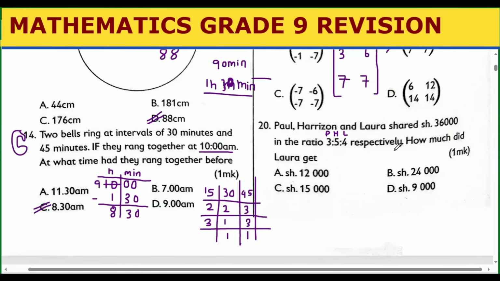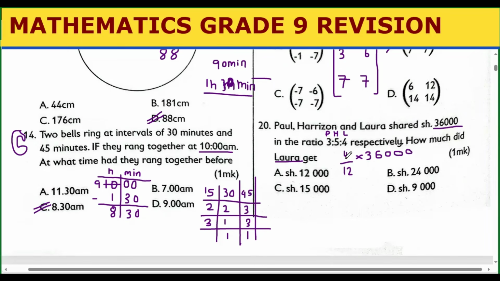Let's go to the question. How much did Laura get? This is very simple. So you write the fraction of their ratio. This is 4 over total. Add them. 3 plus 5 is 8. 8 plus 4 is 12. So it is 12. Multiply with the money. The money is this one here, 36. So you write 36,000. Hii ni simple sana.